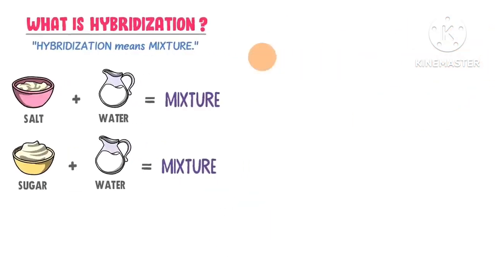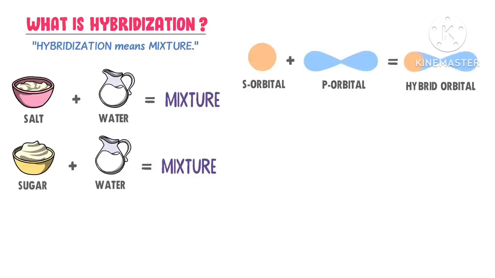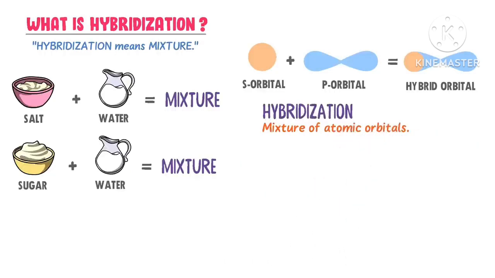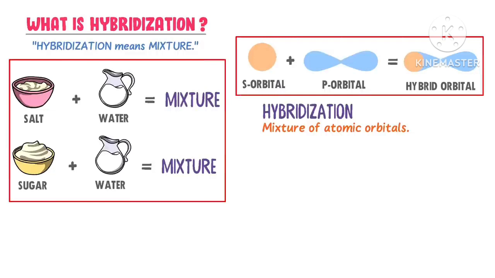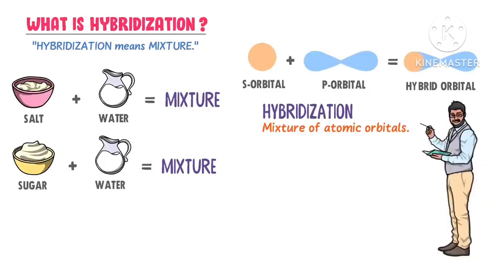Similarly, consider two atomic orbitals, s orbital and p orbital. When these two orbitals mix or combine together, they form hybrid orbitals. Thus note down that hybridization is the mixture or combination of atomic orbitals, just like the mixture of salt and water or mixture of sugar and water. In this lecture, for simplicity, I would often use mixture of atomic orbitals, which would mean hybridization of atomic orbitals. I do so that you could easily understand it.